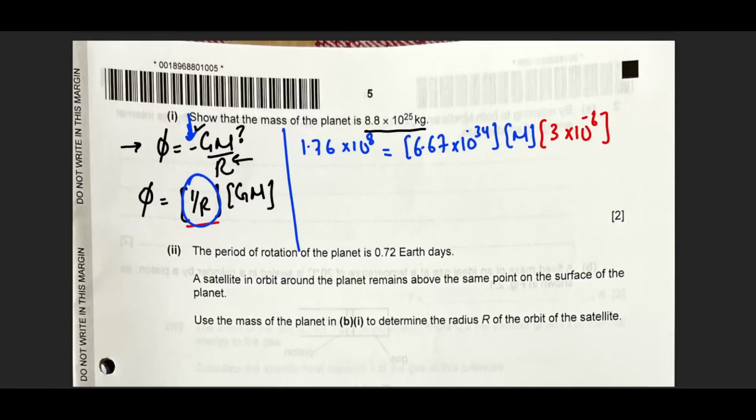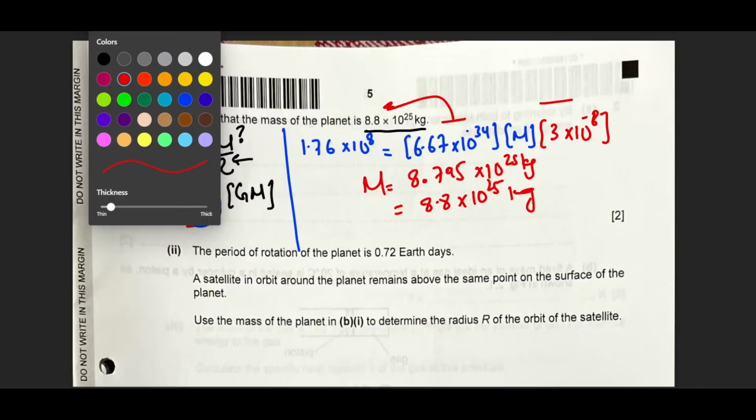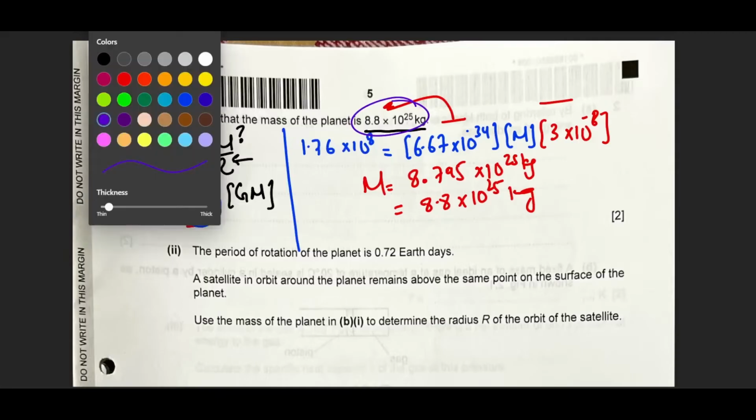Sorry, minus 8. Yeah. So when you take these factors to the other side, they're going to get divided, and m comes out to be as 8.795 into 10 raised to the power 25 kg, which up to two significant figures, as per my knowledge, is still 8.8 into 10 raised to the power 25. So effectively what we have done is we have shown that this can be achieved. Okay, so moving on to the next part.